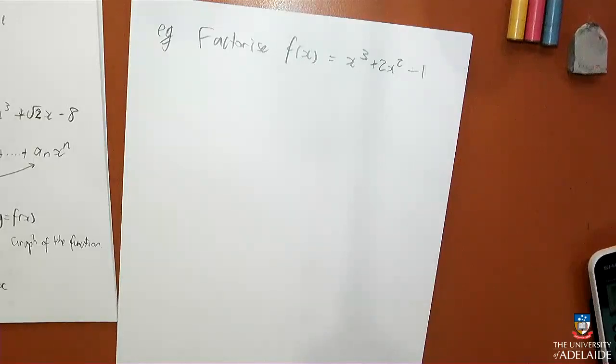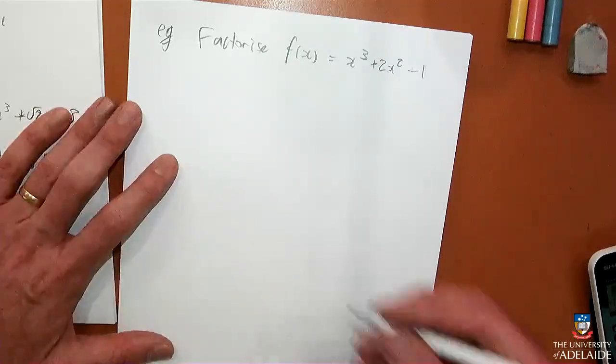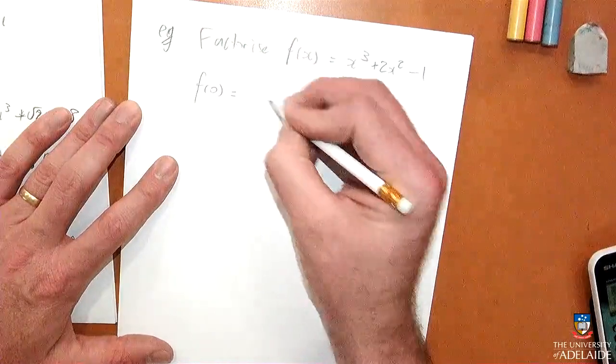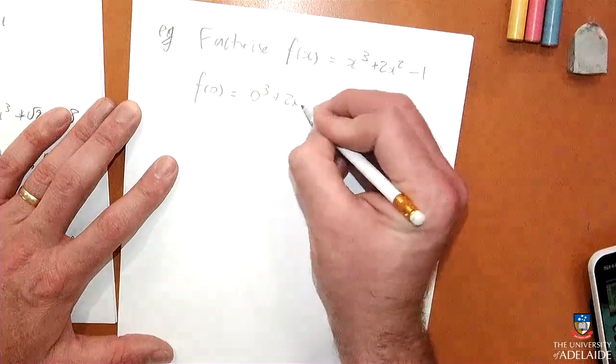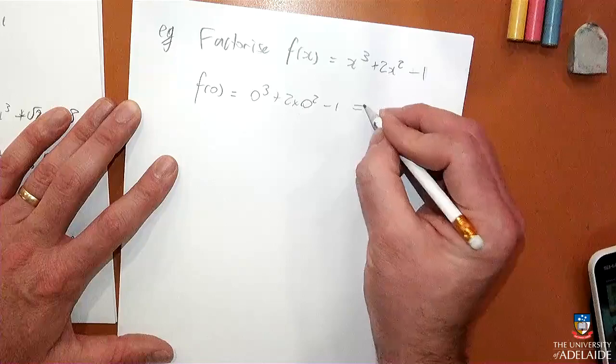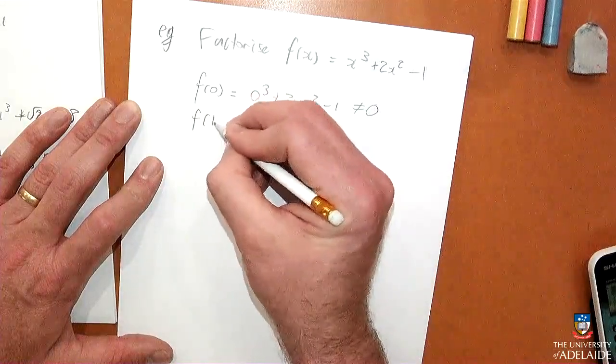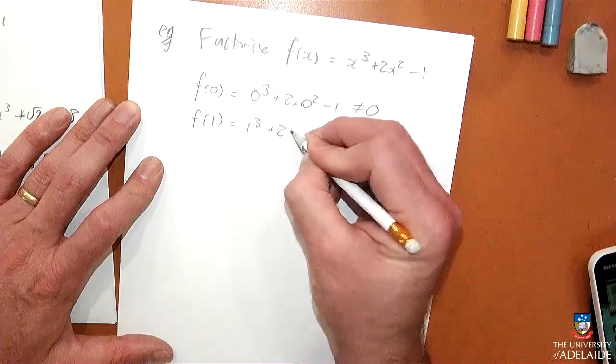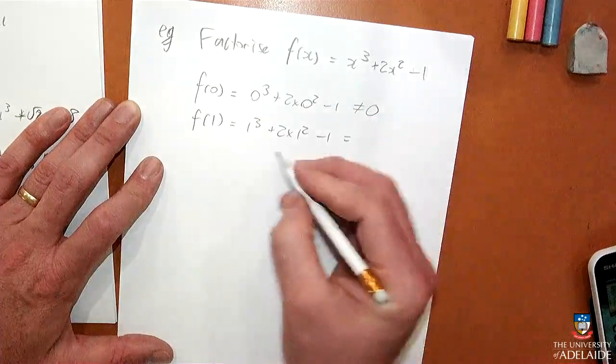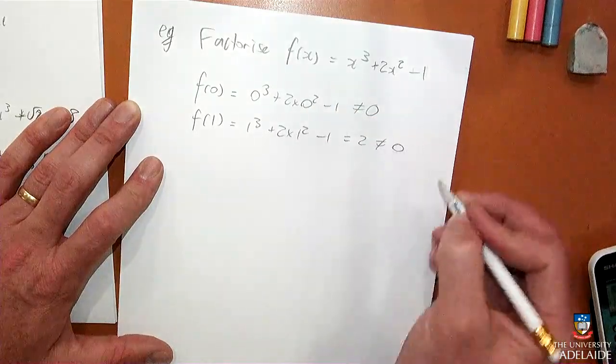Okay, so being an x cubed, I should be able to factorise it to have something with x, another something with x, another something with x. And so one way of trying to guess that is to try and think of something that when I sub it in gives me 0. So let me just try some things. f(0) is 0 cubed plus 2 times 0 squared minus 1, which is not 0, okay. f(1) is 1 cubed plus 2 times 1 squared minus 1, which is 2, which is not 0.